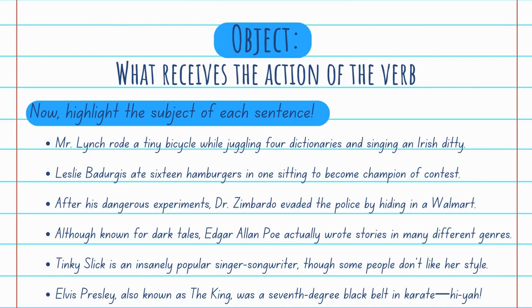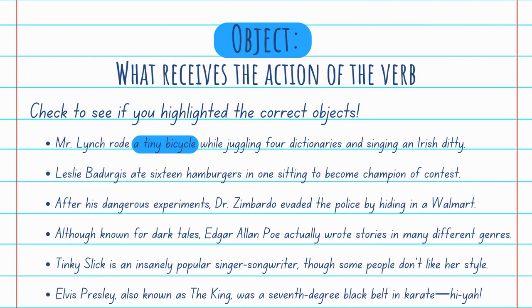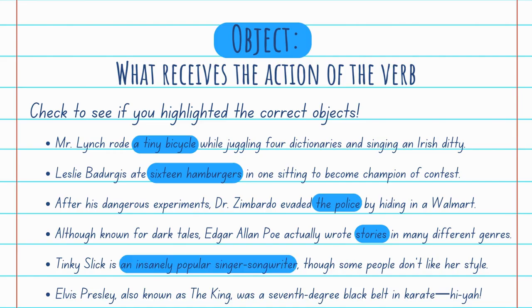Mr. Lynch rode what? He rode a tiny bicycle. Leslie Badurgas ate what? She ate 16 hamburgers. Go, Leslie. Dr. Zimbardo, what are you doing? Who are you evading? The police. Edgar Allan Poe wrote what? He wrote stories. Tinky Slick is, what is she? An insanely popular singer-songwriter. And Presley, the king, what's the king? A 7th degree black belt. Hi-ya. Those are our objects.